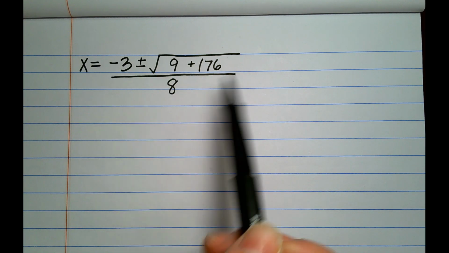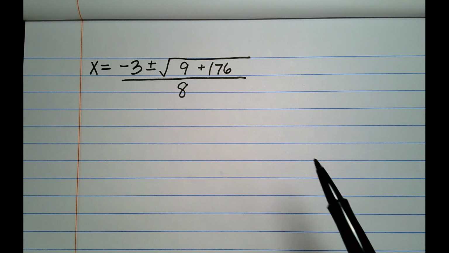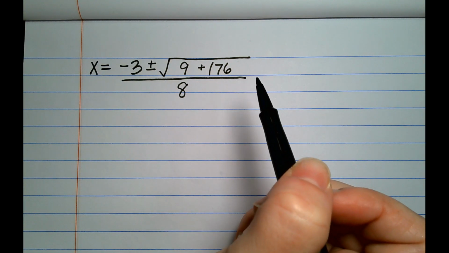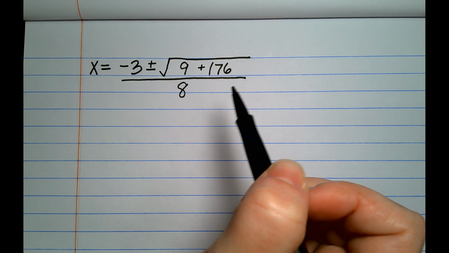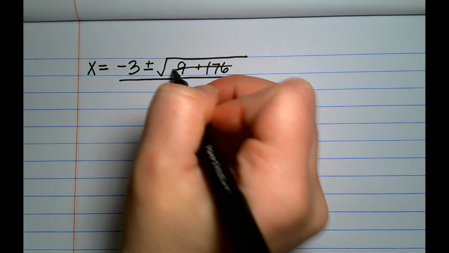We still have more that we can simplify in this problem. What do I need to do next? Add 9 to 176. Yeah, let's add 9 plus 176. What does that give me?